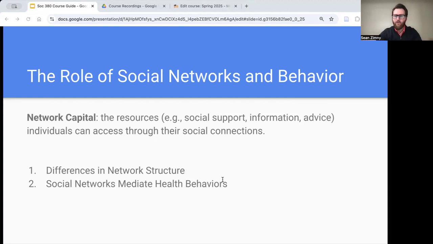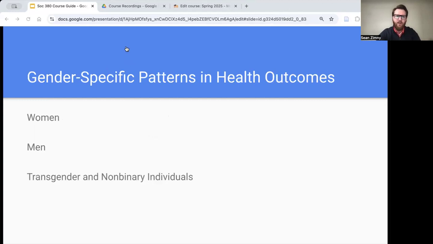So the role of social networks in our health behavior really does differ by our gender in terms of the connections and the resources and the types of social networks. And it's important to understand that, and that's what this reading is really highlighting. So we're going to look at as well some gender-specific patterns in health outcomes. This is also really, really important to take a look at. So let's look at men, let's look at women, and then transgender and non-binary individuals. So specifically, let's start with women. Let's start with gender-specific patterns in health outcomes for women.